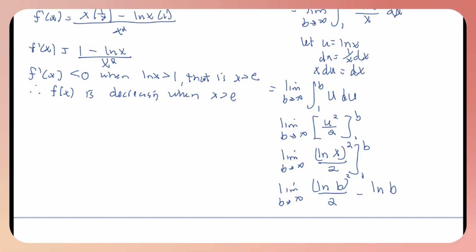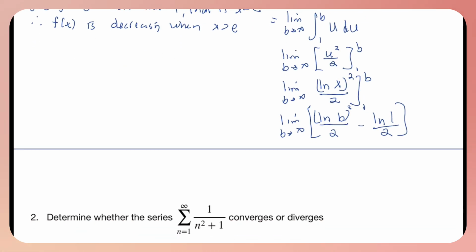The natural log of 1, quantity squared over 2. Well, natural log of 1 is 0, so that's 0 over 2, which is just 0. And so that's going to give me the limit as b goes to infinity of the natural log of b, quantity squared, over 2 minus 0. And then let's see what's happening.